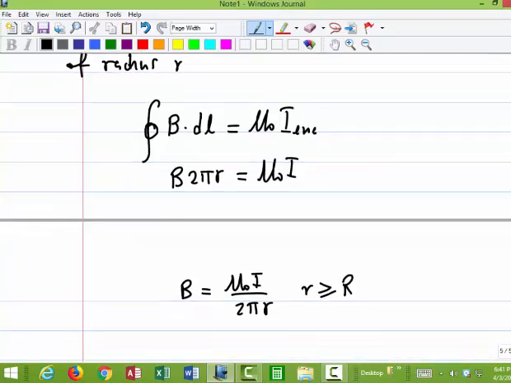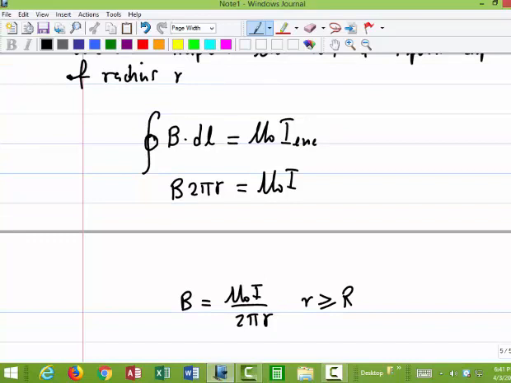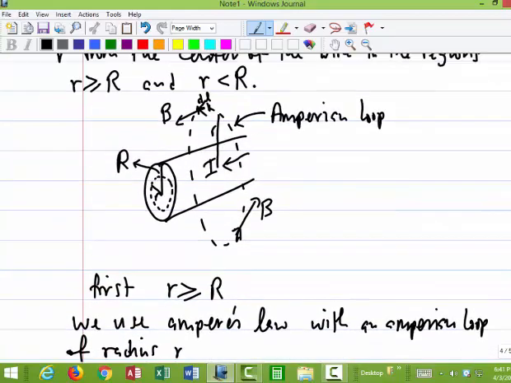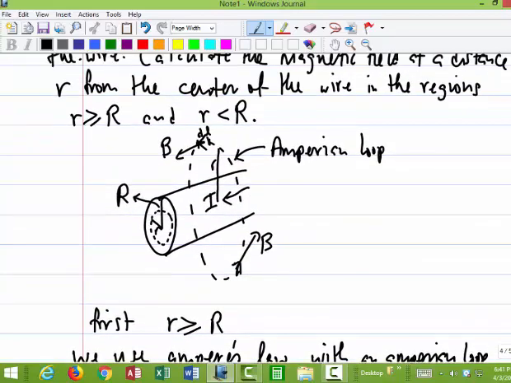The Biot-Savart law took us many lines to do, but this takes us about 3 lines and we are done. As you can see, it's pretty straightforward when you use Ampere's law. Okay, then the next part is to find the magnetic field inside the wire.